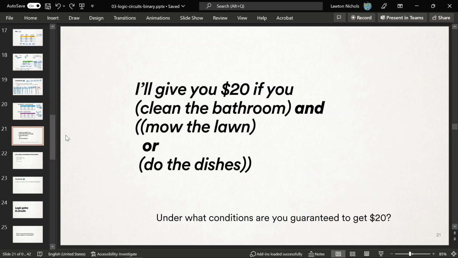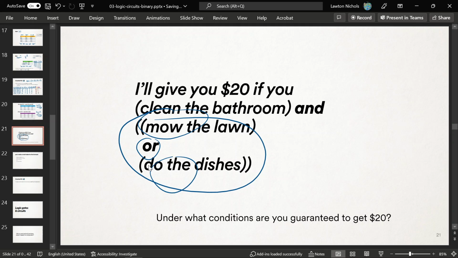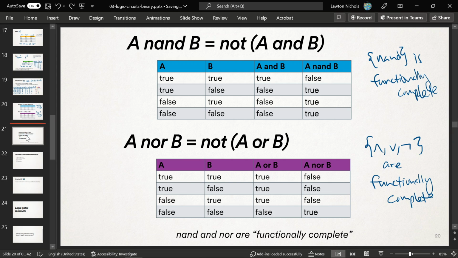So here is an English sentence that we would like to parse because there is some logic behind it, and we would like $20. So here's like Dad tells us, I will give you $20 if you clean the bathroom and, in parentheses, mow the lawn or do the dishes. So the or is attached to both of these. I tried to use parentheses to make it as unambiguous as possible.